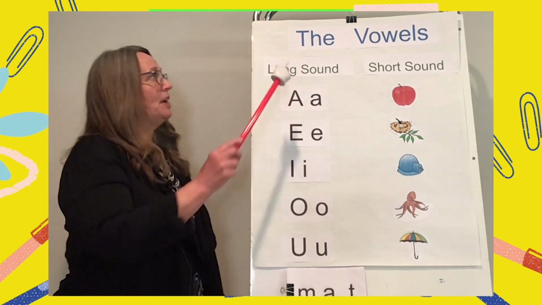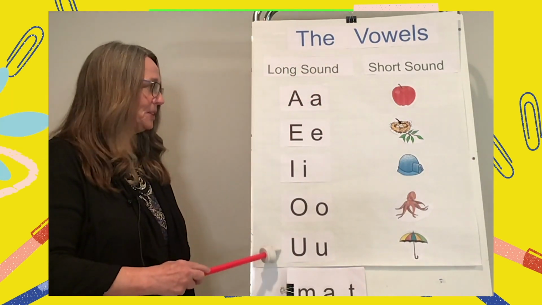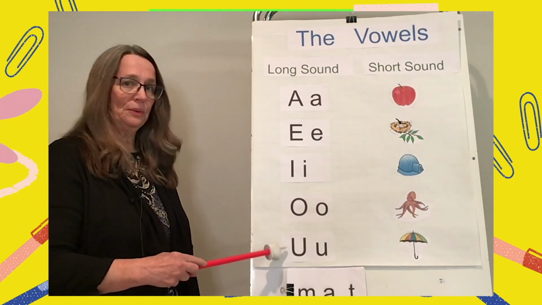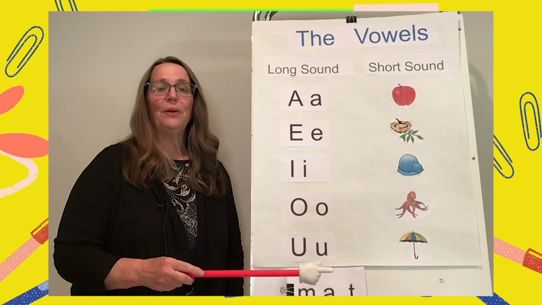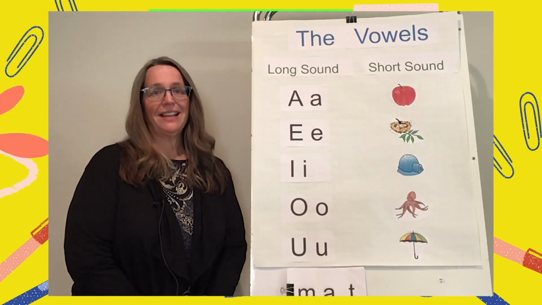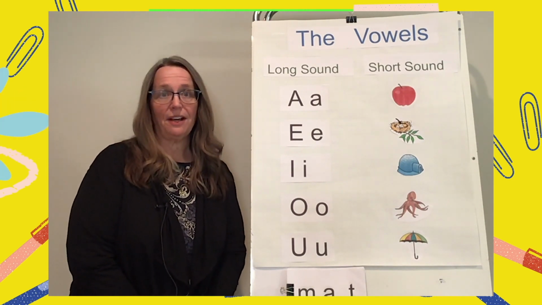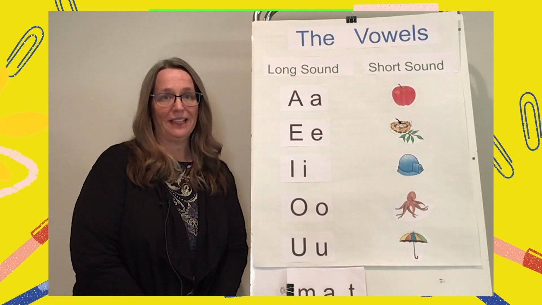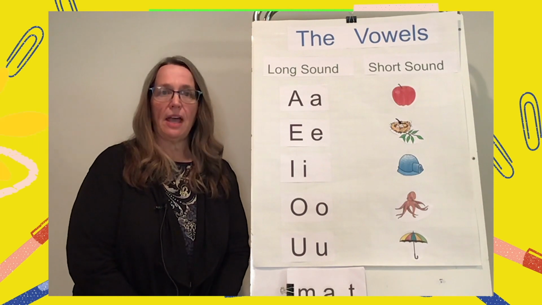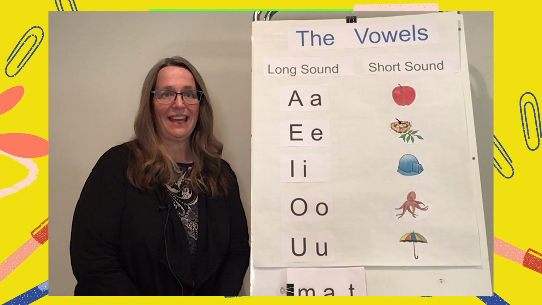So we have the vowels here. They are all listed out. A, E, I, O, U. It's important that you know the vowels because every word has a vowel in it, at least one, and every word part of longer words has a vowel in it, at least one. These are very important sounds for every reader to know, and that's why I'm spending this time on them today.